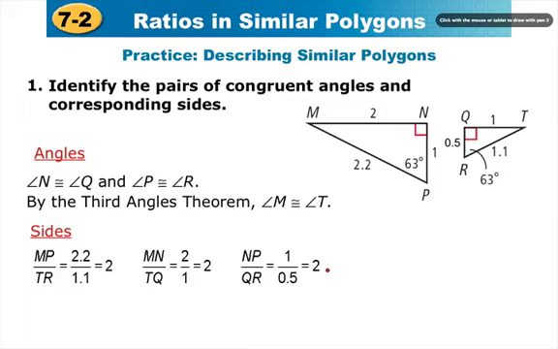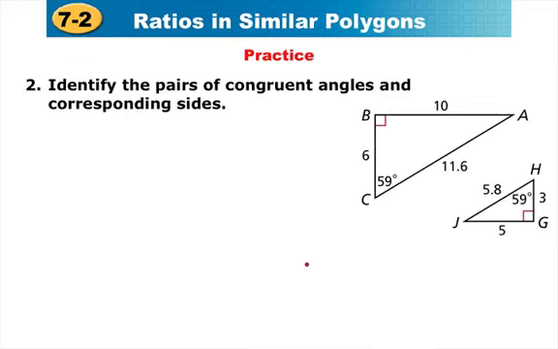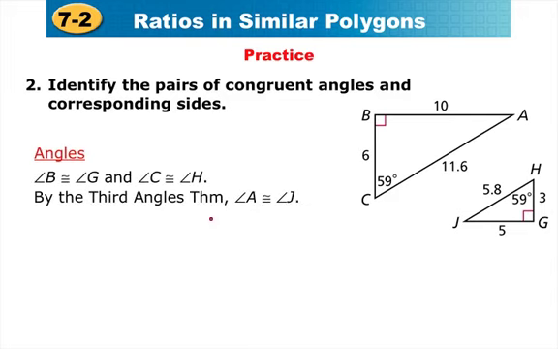Let's move on to number 2. So it's the same directions as number 1. Let's look at the angles. B is congruent to G. C is congruent to H. They're both 59. These are 90-degree angles. And by the third angle theorem, I clicked too soon, but anyway, angle A is congruent to angle J by the third angle theorem.